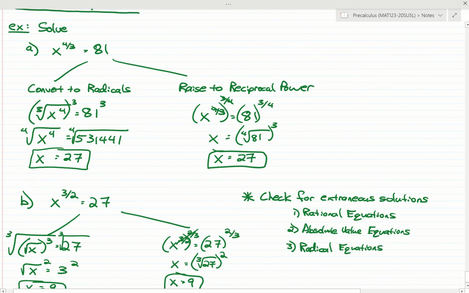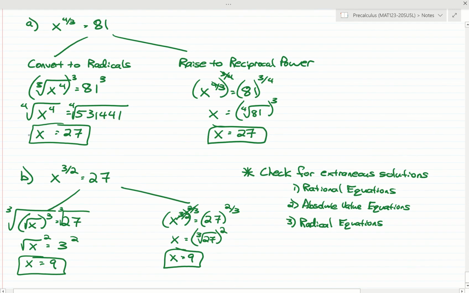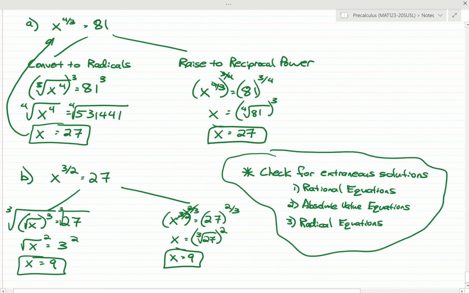So I'm just going to double check and make sure our answers work. If we plug this in here, 27 to the 4/3 would be 3 to the 4th or 81, so that works fine. And with 9, if we were to do 9 to the 3/2 power, the square root of 9 is 3, 3 to the 3rd is 27. So we're good here, but just so we're complete, you want to make sure you check for extraneous solutions if you have any of those three types of equations.